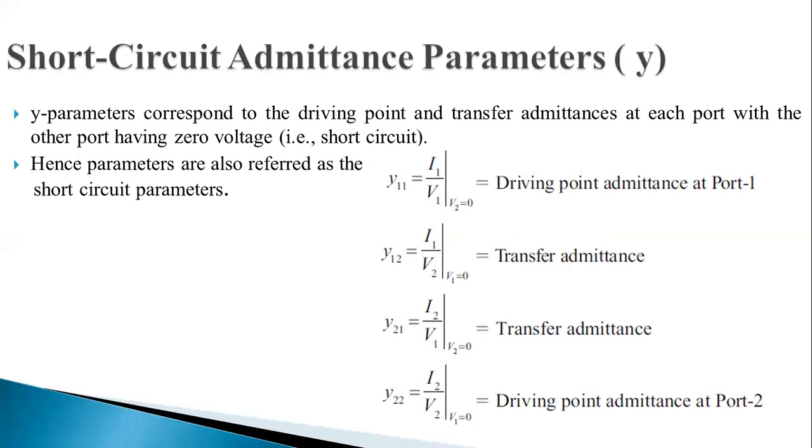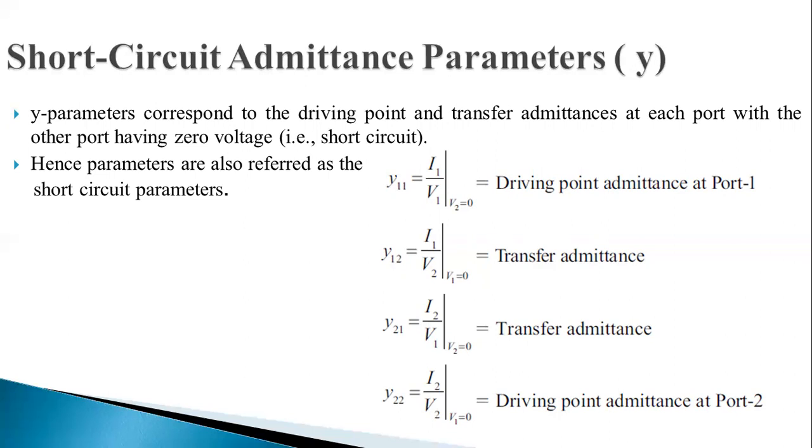Again, why admittance? We will see later on. So we have the equation Y11 equal to I1 upon V1 with V2 equal to 0. It is called the short circuit input admittance. Y12 equal to I1 by V2 with V1 equal to 0 is called the short circuit transfer admittance. Y21 equal to I2 by V1 with V2 equal to 0 is called the short circuit forward transfer admittance. Y22 equal to I2 upon V2 with V1 equal to 0 is called the short circuit output admittance.